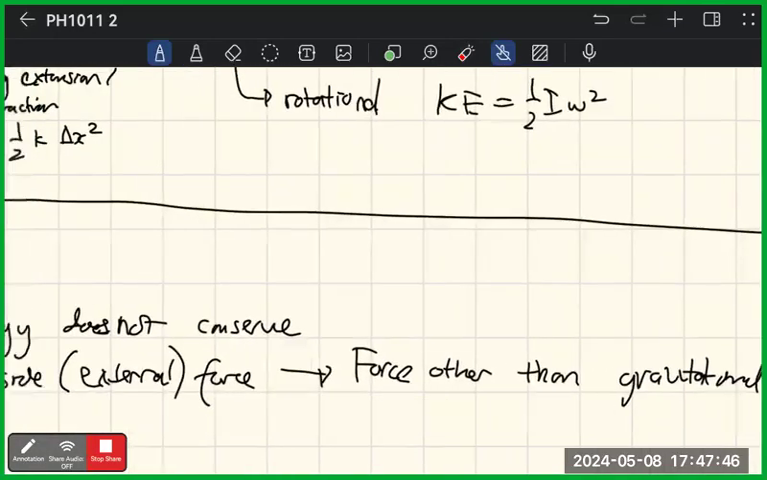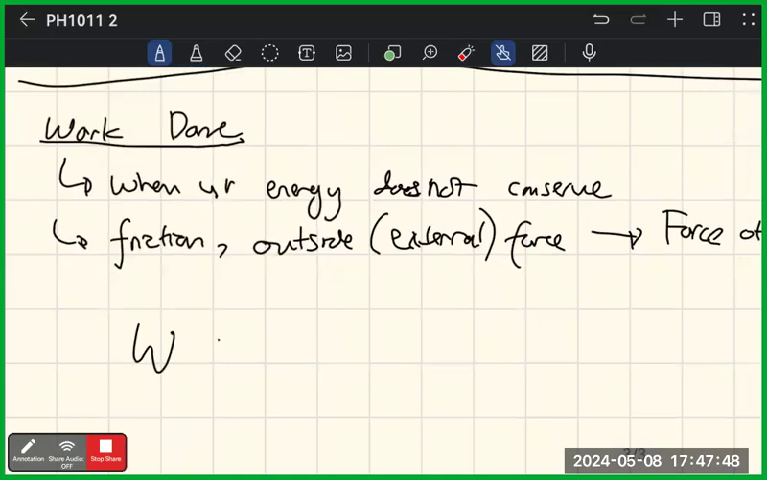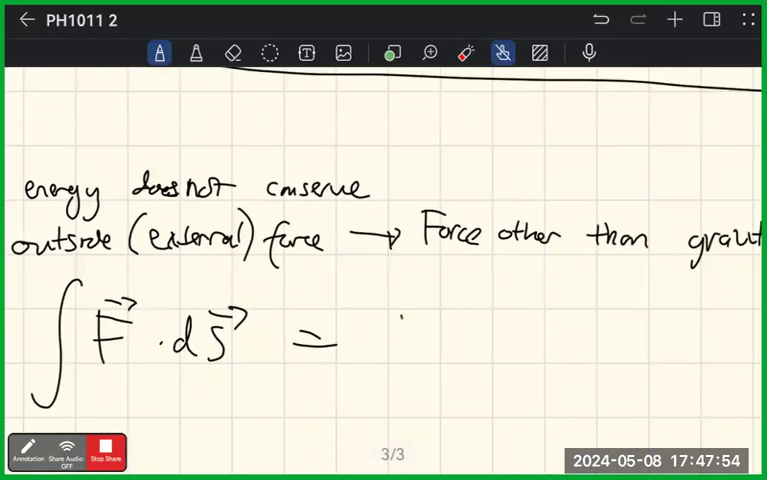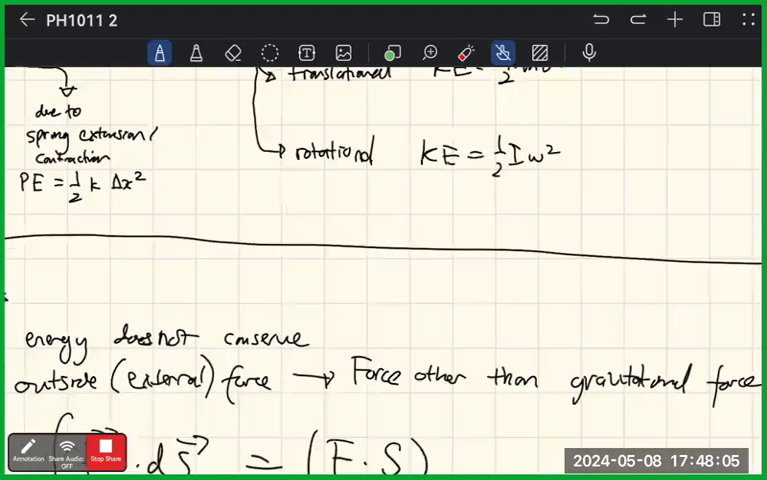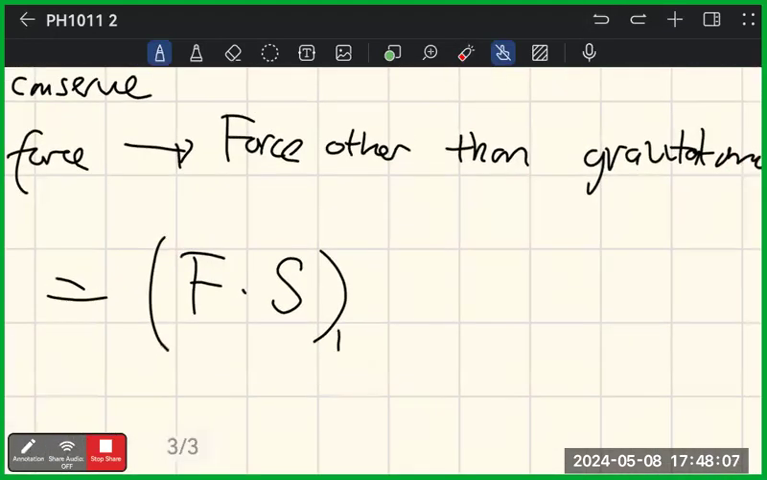So the work done is W equals the integration of F times ds, or basically it's just force times distance, but the force and the distance have to be parallel. I think that's it for the material.